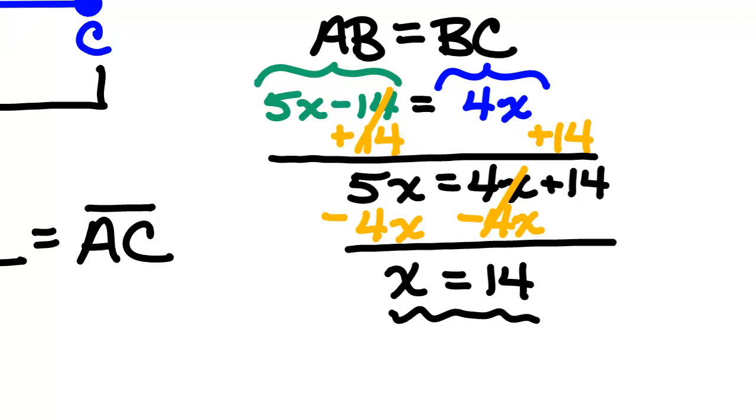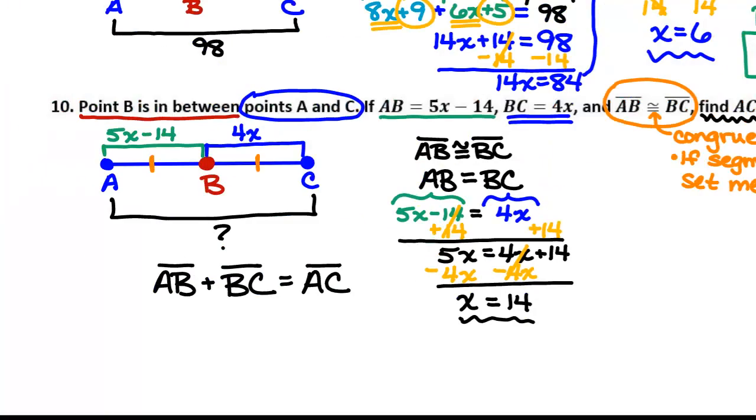I get that x is 14. We could have started by minusing 4x from both sides. That would have given me x minus 14 equals 0. And then add 14 to both sides. We get x equals 14. As long as you're doing it to both sides and you take care of any addition or subtraction before you start doing any dividing, you should be okay. All right, so I got that x is 14.